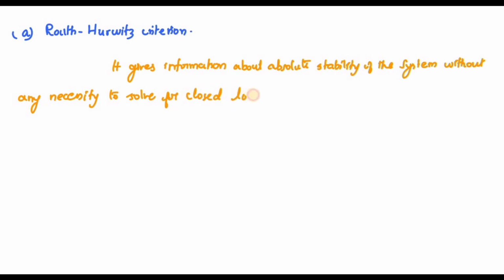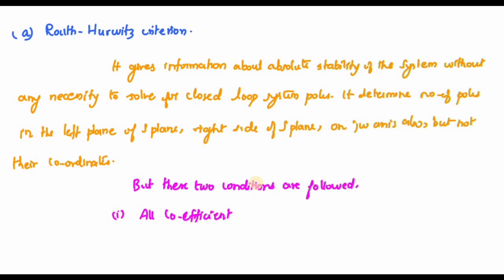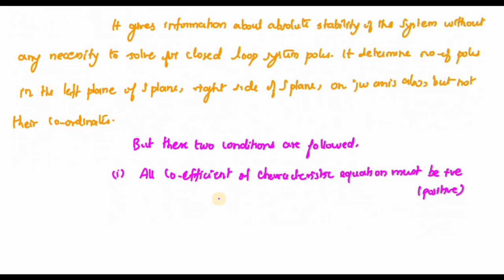It gives us information about the absolute stability of the system without any necessity to solve for the closed loop system poles. It determines the number of poles in the left half of the S plane, the right half of the S plane, and on the j omega axis. If any poles are located on the j omega axis, the system is marginally stable. If they are located in the left half plane, it is stable. Right half means it is an unstable system.